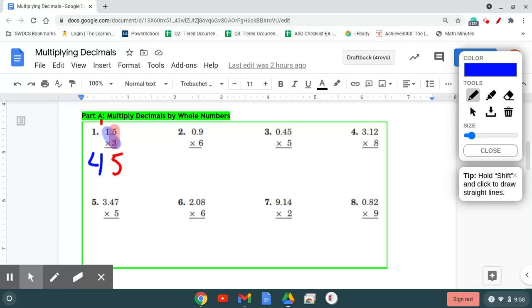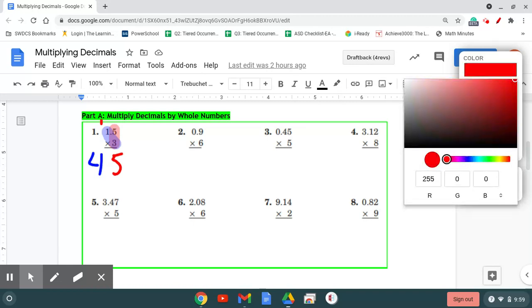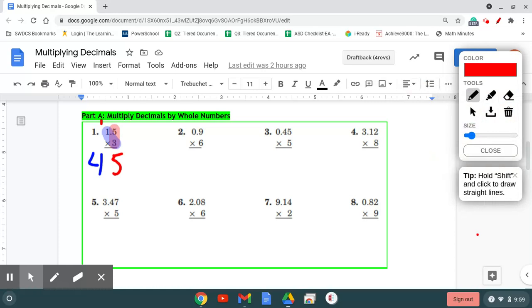Okay, now where do we put that decimal? If we look up here at the 5, we have one decimal place. So it's 1.5. The decimal is here, and we moved it one spot. So we're going to put the decimal here and go one spot. So your answer should be 4.5.